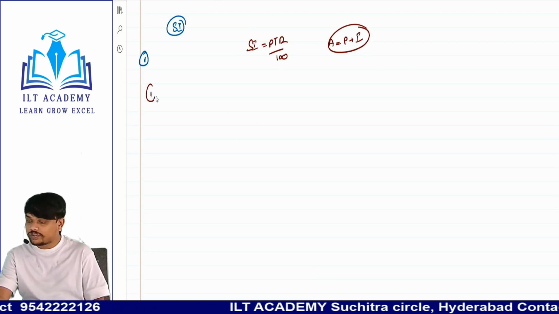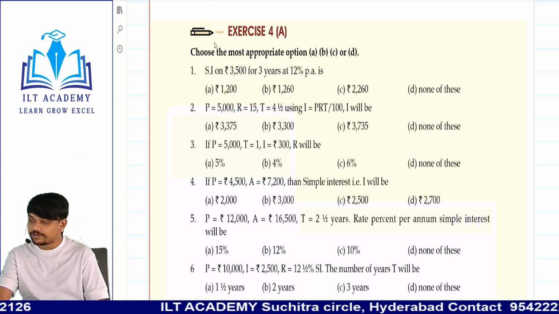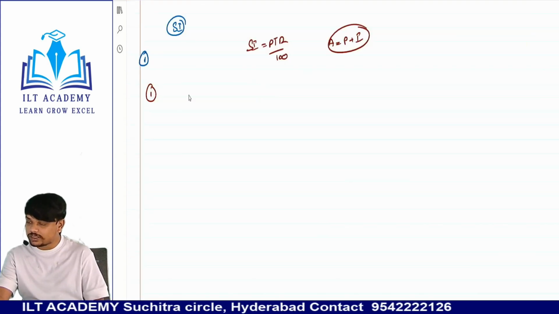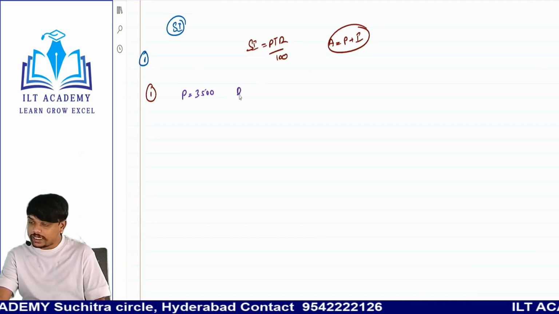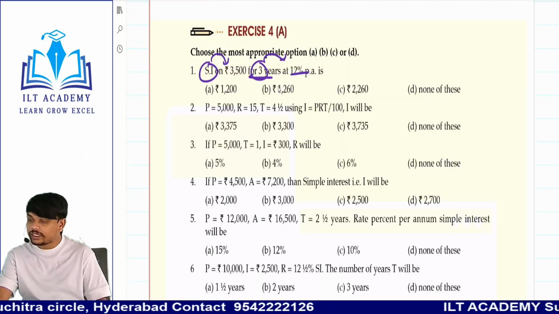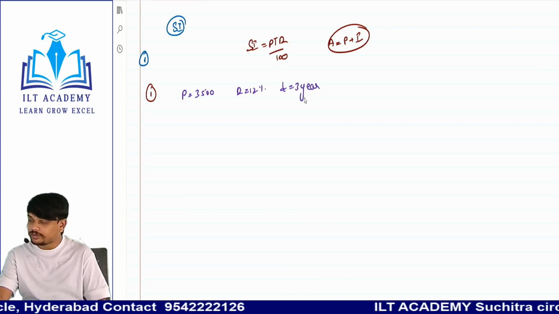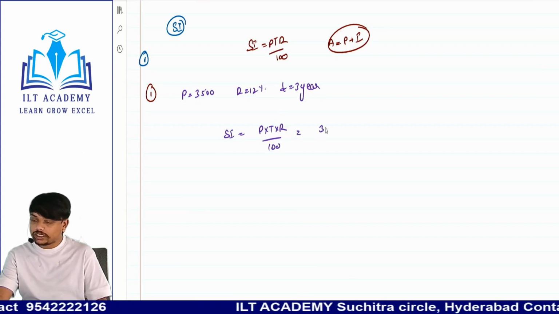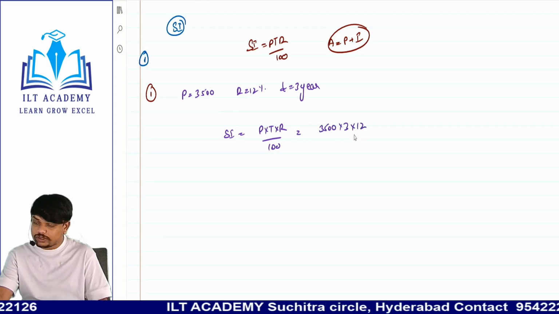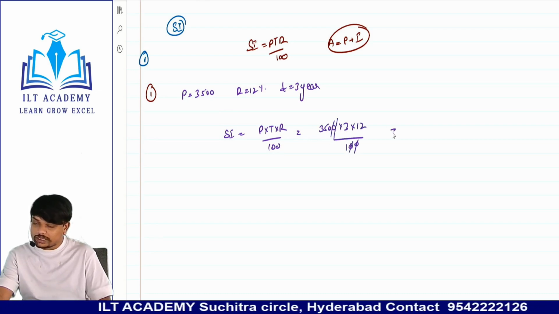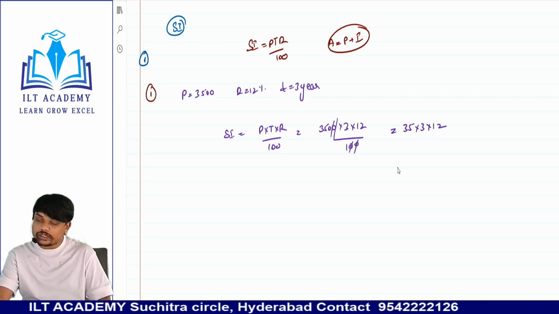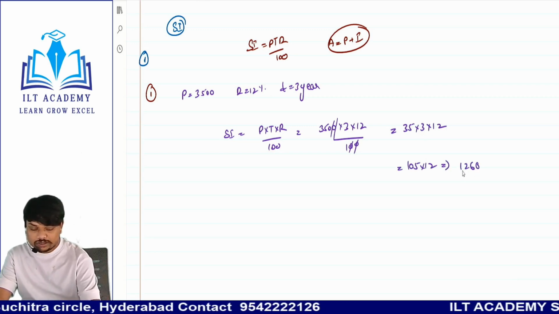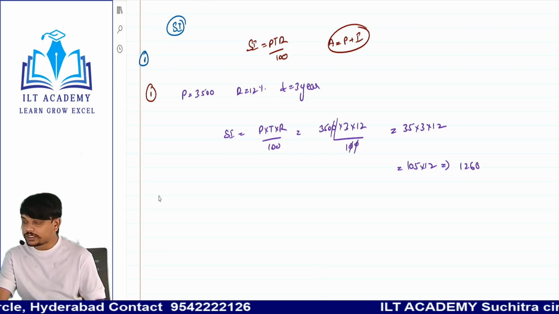Okay. Now first one. What is the question? Simple interest on 3500 for 3 years at 12% per annum is how much? Principal is 3500, rate of interest is 12%, time is 3 years. Simple interest is equal to P into T into R upon 100, which is 3500 into 3 into 12 upon 100. 0 0 cancel. So 35 into 3 into 12, which is 105 into 12. 105 into 12 is how much? 1260 rupees. This is the first one.